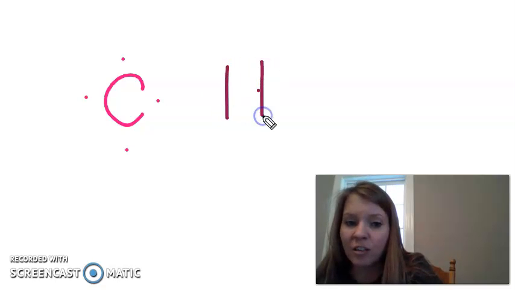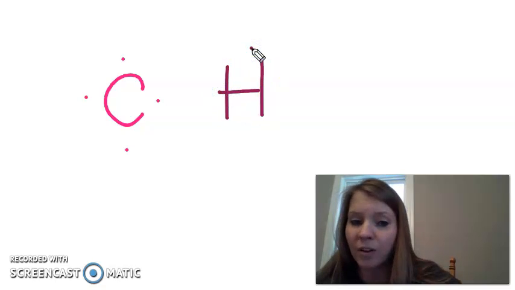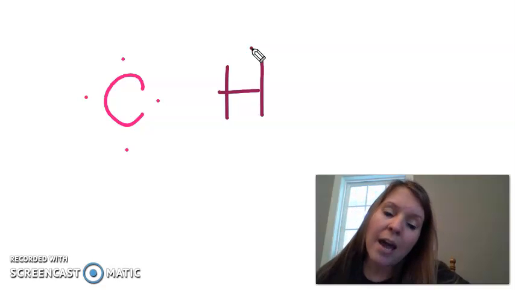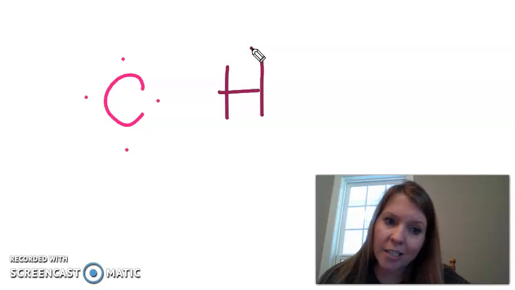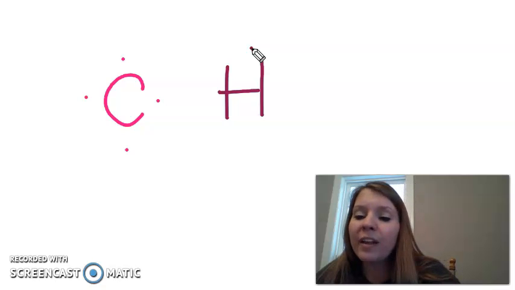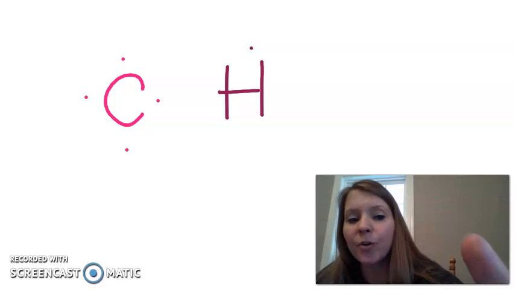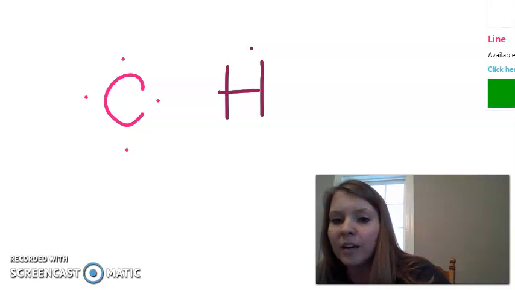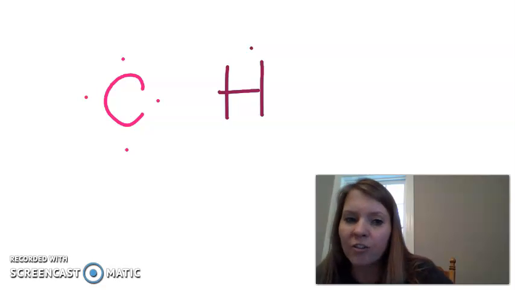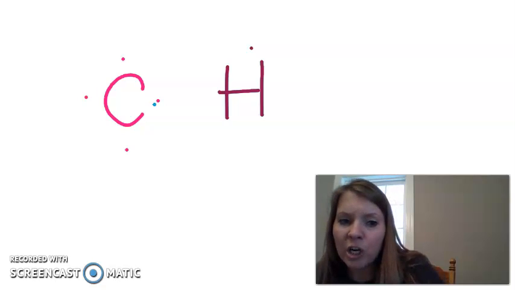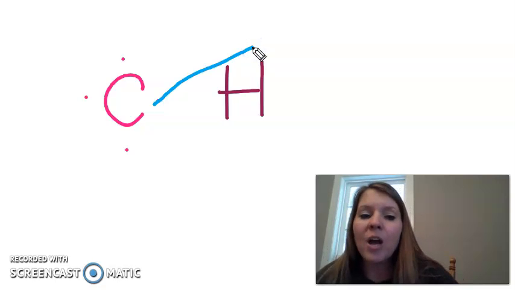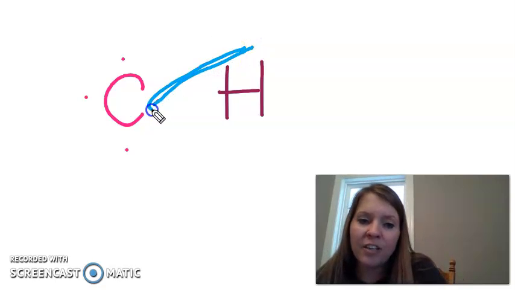Now, hydrogen again only has one valence electron. So remember, hydrogen's trying to reach 2 and carbon's trying to reach 8. What we're going to do in a covalent bond is these little guys are going to create a bond, and they are going to share this electron. We're going to show that sharing by just a straight line. My line is not super straight, but there we go. By doing this, it's like a bridge. So now these guys are sharing these 2 electrons.